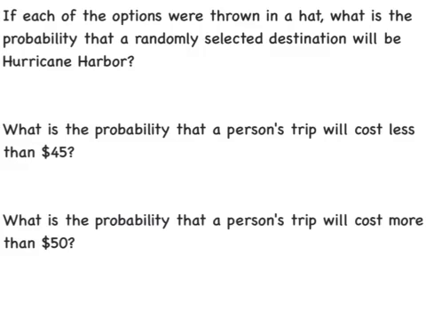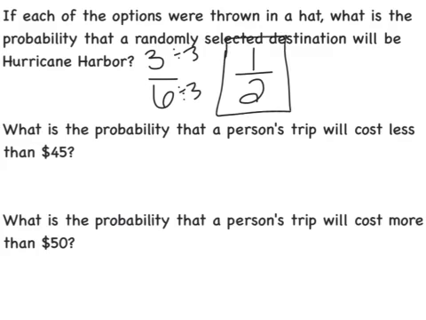If I look back, I know I had 6 outcomes, and of those 6 outcomes, 3 of them were for Hurricane Harbor. Now, I know that I cannot leave my fraction like that. I'm going to have to reduce it. And if I look at both of those, I will notice that 3 goes into both of them. So I have to divide both of these by 3. 3 divided by 3 is 1. And 6 divided by 3 is 2. So my fraction in simplest terms is 1/2.